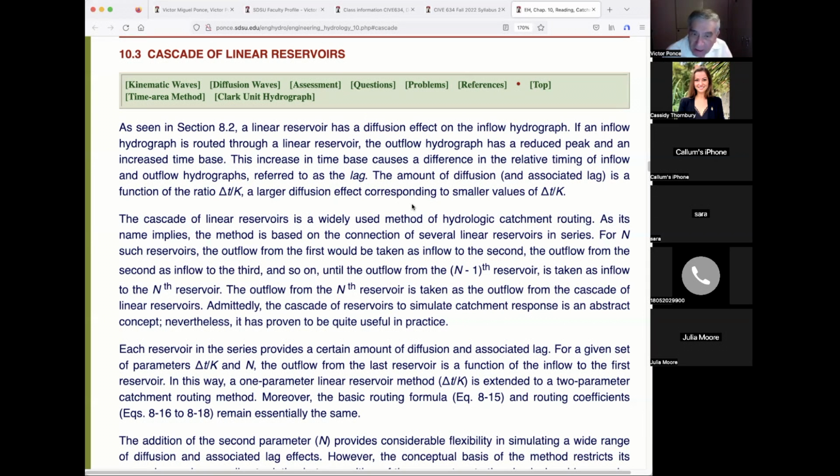And subsequently, as time progressed, the Stanford watershed model developed other methodologies. They did not get into the cascade of linear reservoirs, to my knowledge. I don't think they did. No, positively, because I reviewed the Stanford.